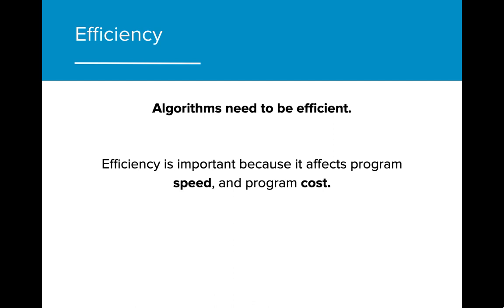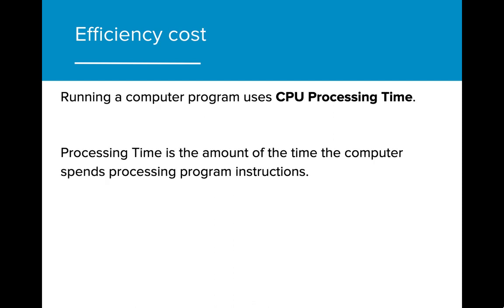Efficiency is important because it affects program speed and program cost. Let's dive into what that means. In order to understand efficiency, we need to understand how a computer reads programs. When a computer program or file is run, it uses CPU processing time. The CPU, or Central Processing Unit, is the electronic circuitry in the computer that carries out instructions. The processing time is the amount of time the computer spends, in seconds, on processing or reading the program's instructions.